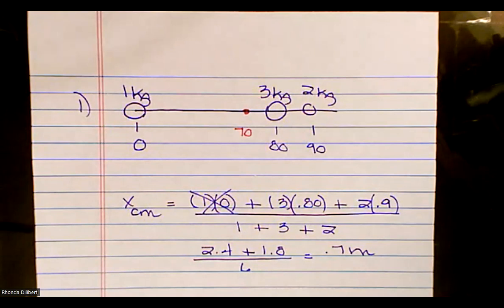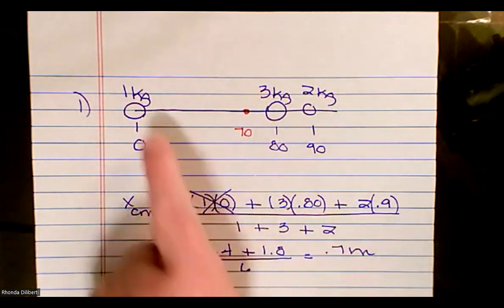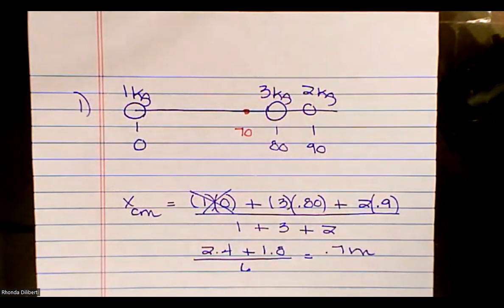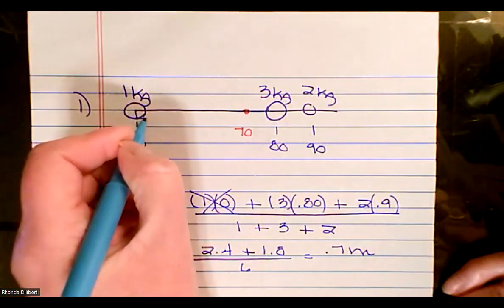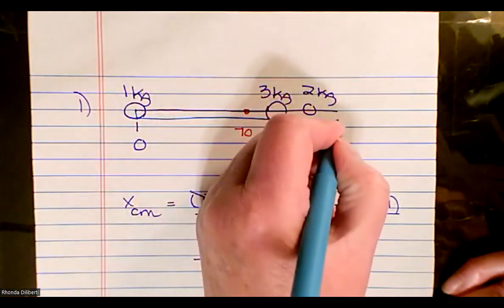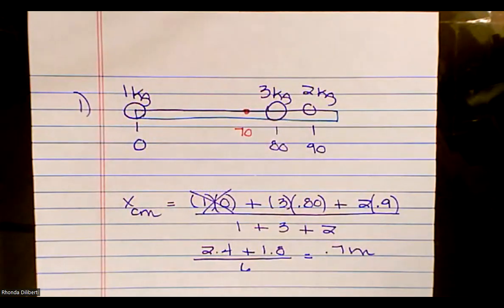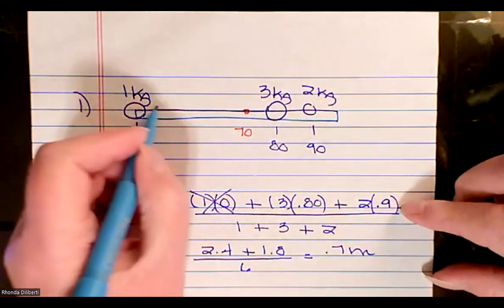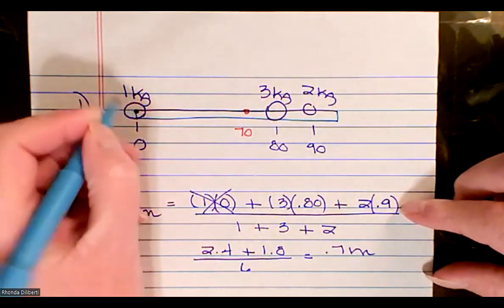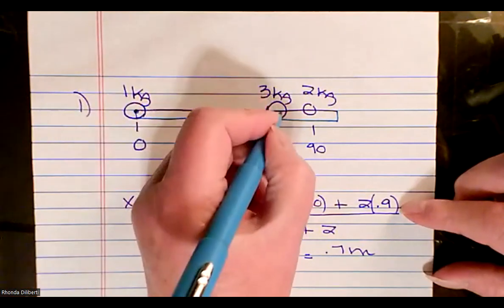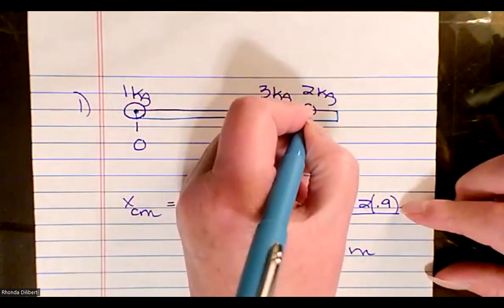All right, there's another part of this question that says, what if that x-axis was like a meter stick, and it has mass itself. So I'm now going to take that and make it look like a meter stick. Those masses are still there, but now I have this meter stick. So now I really have four objects. This mass would have a dot in the middle. This mass would have a dot at 80. This mass would have a dot at 90.